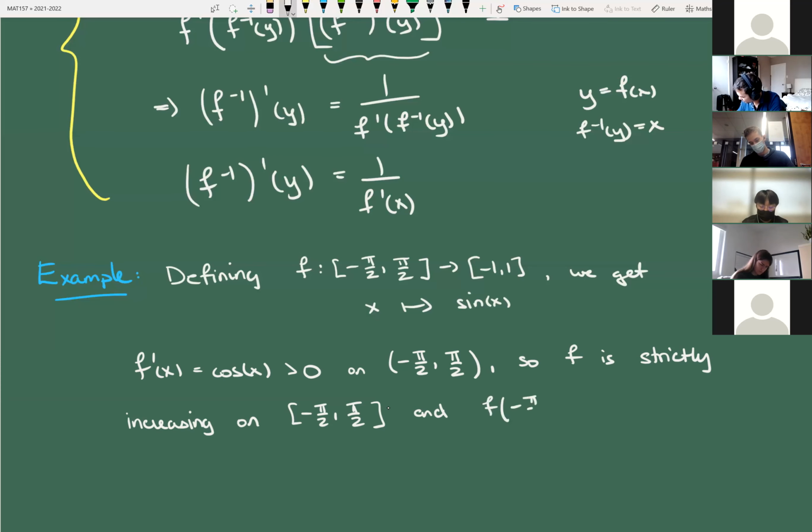And f of negative pi by 2 is negative 1. f of pi by 2 is positive 1. So f is actually bijective.